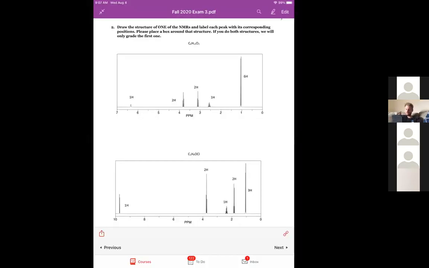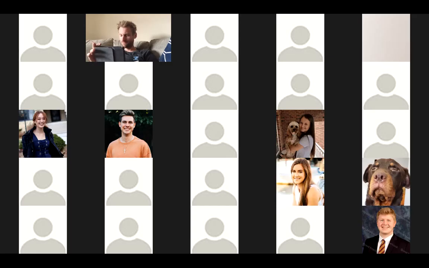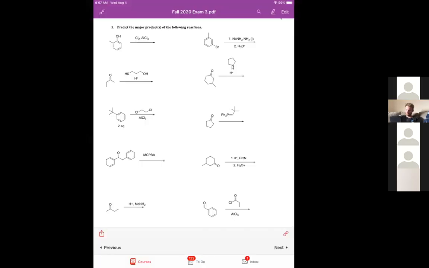We are not going to do NMR. You can cross it out. And cross this one out. We never covered this one.